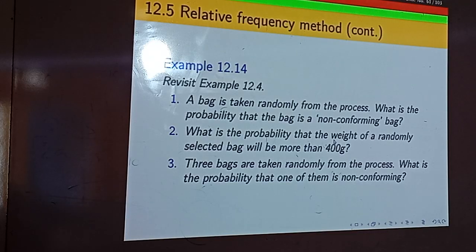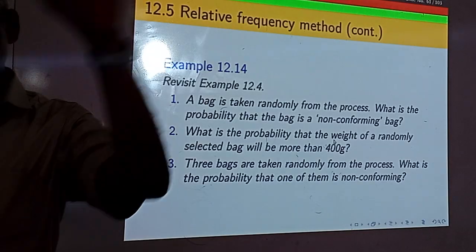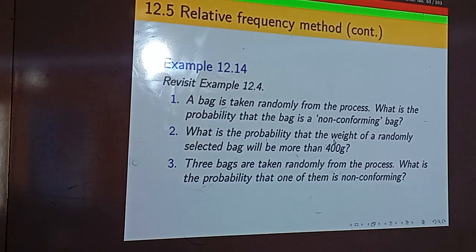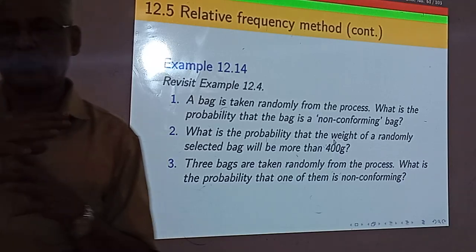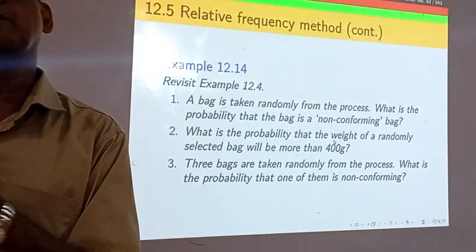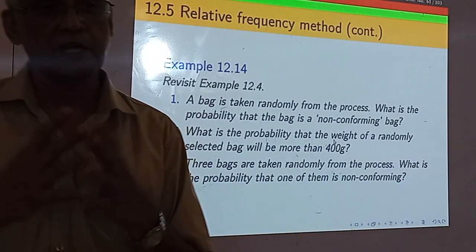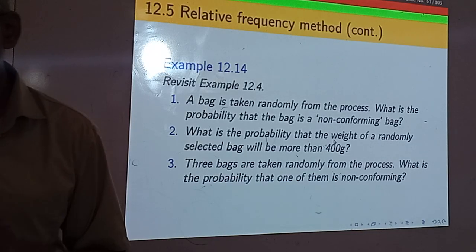A bag is taken randomly from the process, what is the probability? So that answer, probability of A, is approximately equal to those two numbers divided by 500. What is the probability that the weight of a randomly selected bag will be more than 400? I think we can get the more than 400 number in the sample directly from the table. If you can get it directly from the table, that number divided by 500 will be approximately the probability.